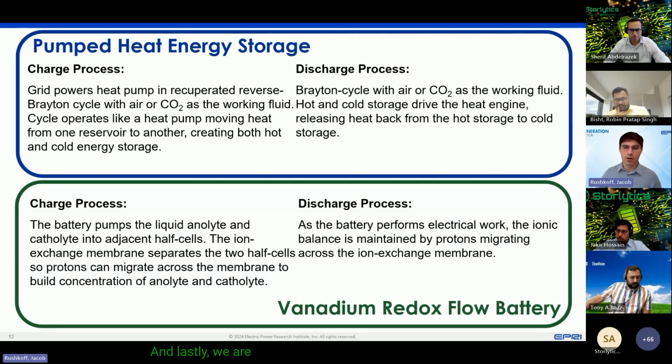And lastly, we are also looking at vanadium redox flow batteries. And this is arranged in a similar way to other flow batteries, where the battery pumps liquid anolyte and catholyte into adjacent cells where protons are able to migrate across that membrane between the two cells.